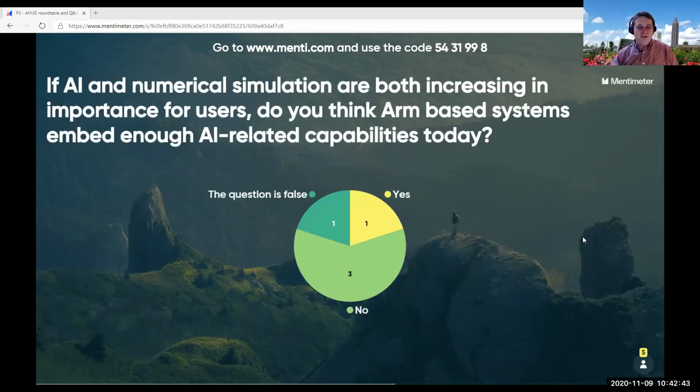Not quite as many answers here as I would expect, but every session has to have this question that is meant to kind of raise the ire of our panelists. If AI and numerical simulation are both increasing in importance for users, do you think Arm systems embed enough AI-related capabilities? And we're interested to hear your thoughts from both the ML side and the HPC side, or viewpoint, I guess.